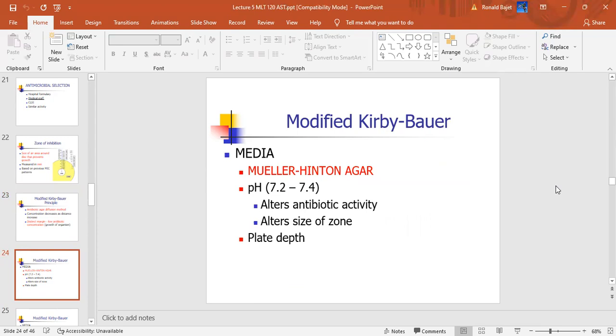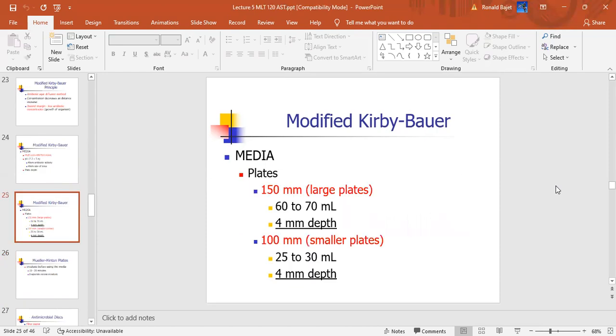The Mueller-Hinton agar characteristics: pH is 7.2 to 7.4. And then there's the plate depth. We'll be using the large plates, which are 150 millimeters. The standard plates that we use are 100 millimeters in diameter, but 4 millimeters in depth. And that's standard, 4 millimeters in depth. The sizes of the plates differ, your 150 millimeter large plates and the 100 millimeter smaller plates, but the depth is actually standard. It's 4 millimeters in depth.